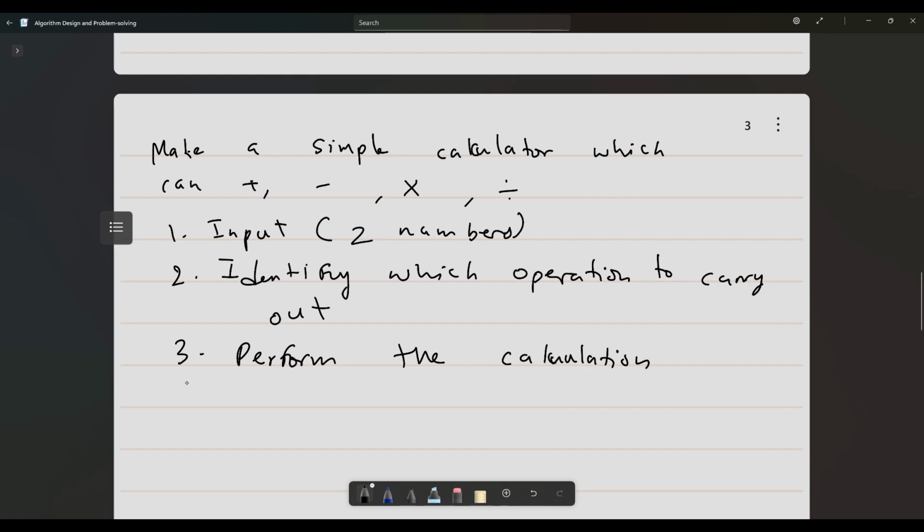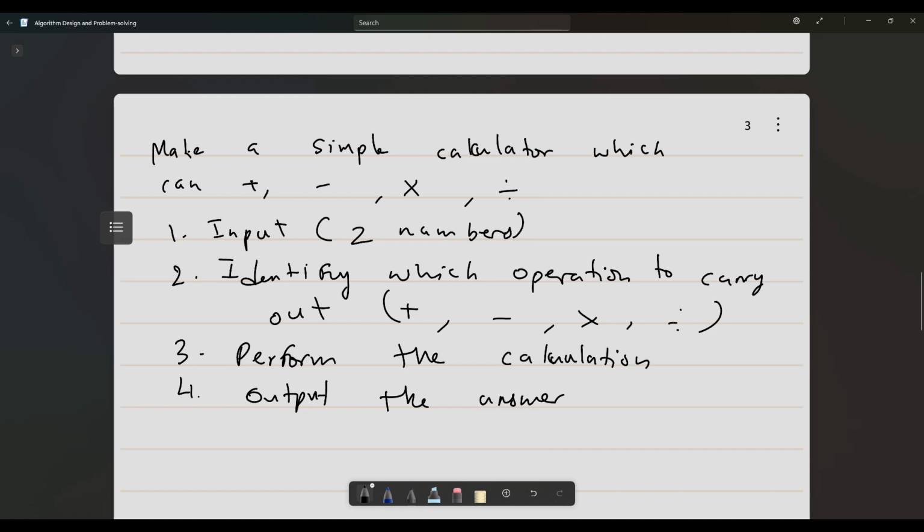Okay. And lastly, we need to output the answer. So this is just a simple breakdown of the problem, right? We can also break it down into different operations. So we can do it as plus, then minus. Each of them can have different steps. We can branch it out.